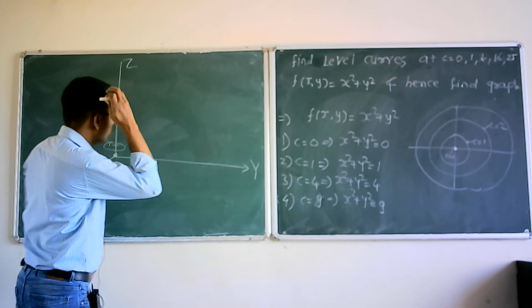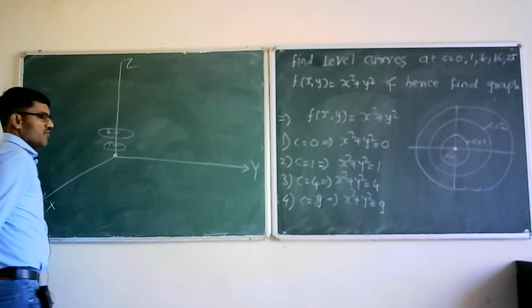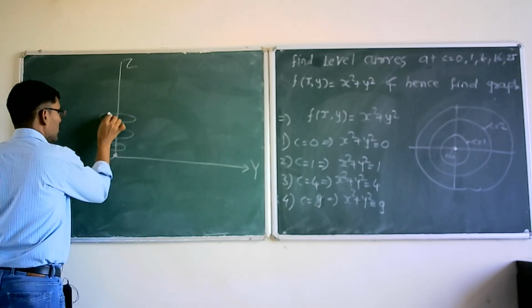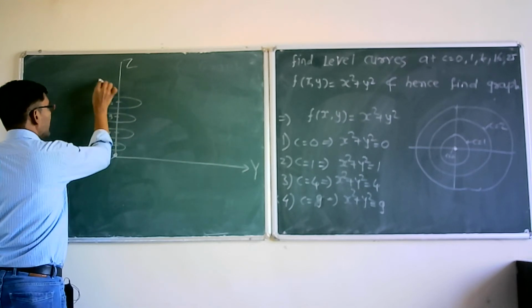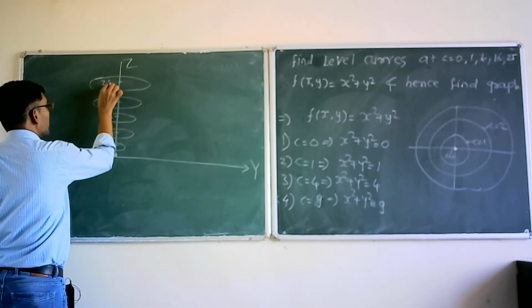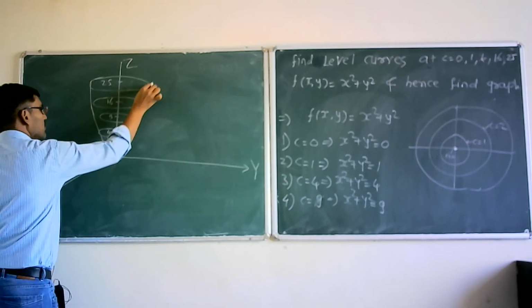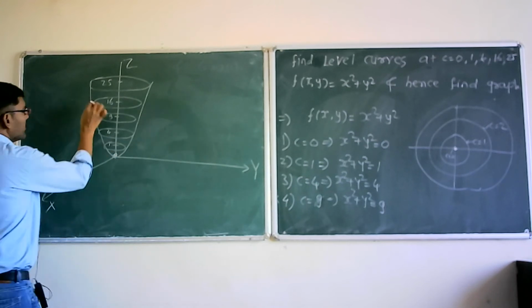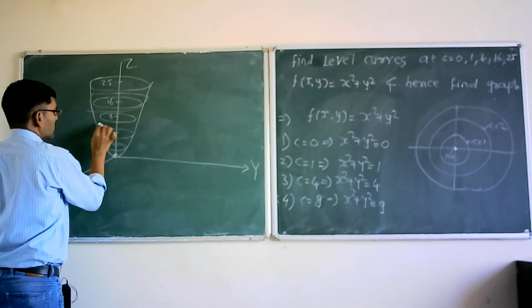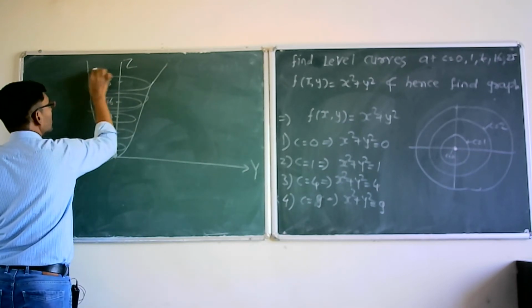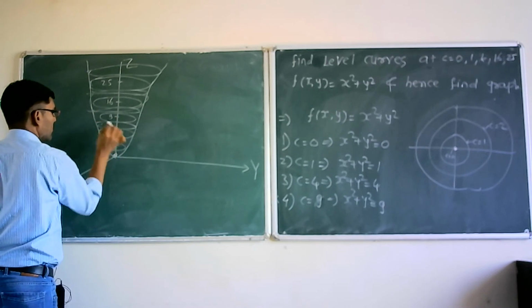So c is 4 means z is equal to 2. This is z is equal to 4. Next, z is equal to 9. Next, z is equal to 16. Next, z is equal to 25. So if you join all these level curves, you can easily identify this is the graph of the given function.